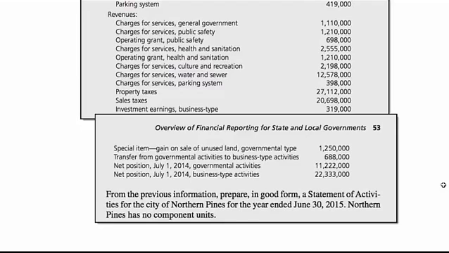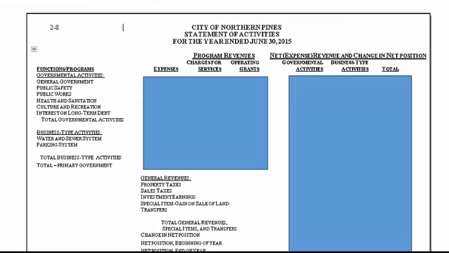Okay, so let's take a look at how we could set up this statement of activities for the City of Northern Pines for the year ended June 30th, 2015. And they tell us that Northern Pines has no component units. All right, now I've provided a framework for how that statement of activities should appear.